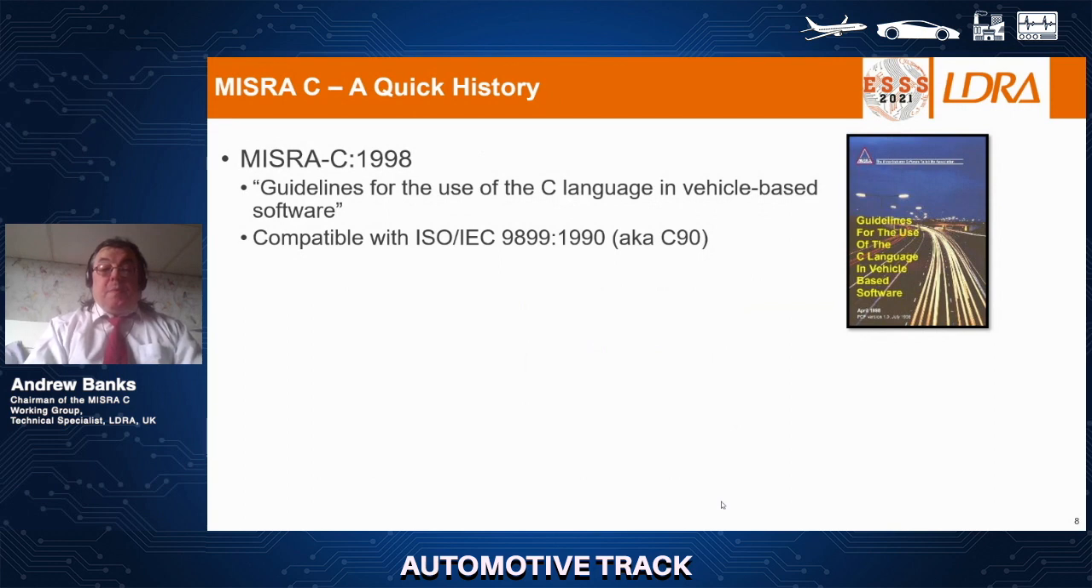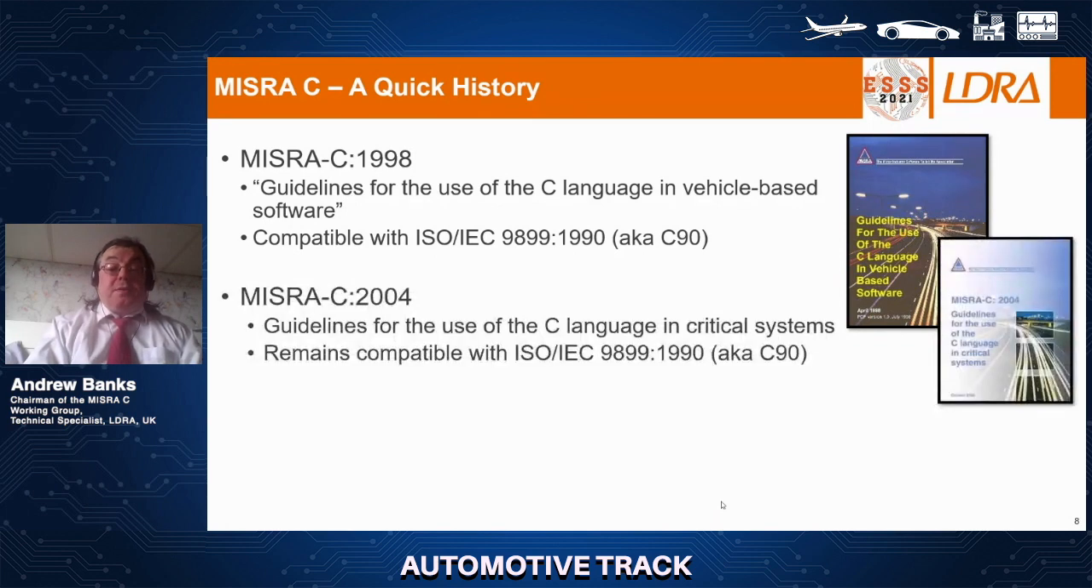So, first published in 1998, MISRA C. Almost as soon as it was published, questions were being asked of, well, can we have a MISRA C for the aerospace world, the medical world, nuclear industry? And people went, well, what's wrong with MISRA C? That's automotive. So the second edition had this paradigm shift, and it's guidelines for the use of the C language in critical systems, all critical systems, or any critical systems.